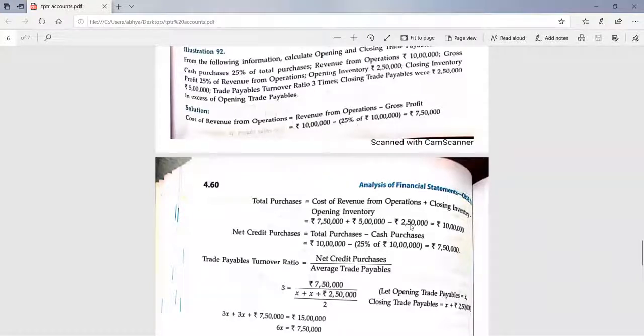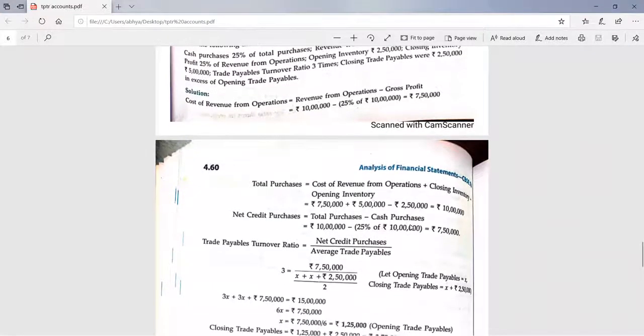But here direct expenses are not given. I told you whenever no information is given about direct expenses, then assume it 0. So now just putting the value in the formula and doing the interchange of the sides, you will be able to know the amount of total purchases, which is equal to 10 lakh.